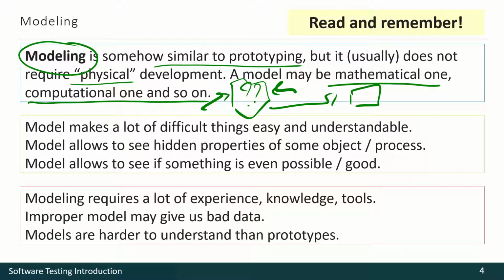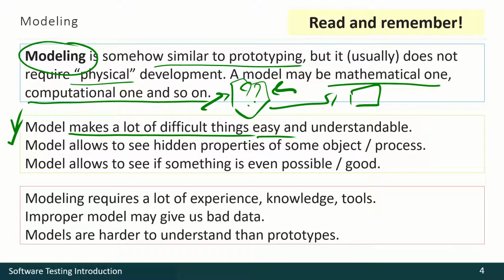So the pros here are the following. Models make a lot of difficult things easy. Imagine there is a physical process, or there is some sophisticated algorithm or something like that. But with modeling, we may see some chart, some diagram, some numbers, and so on. And we understand the complex idea in a simple way.